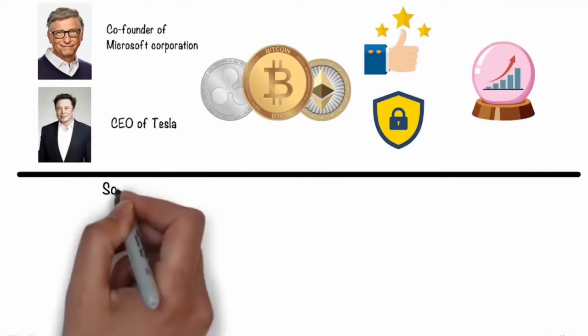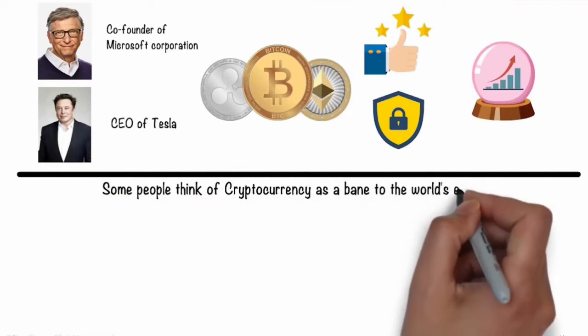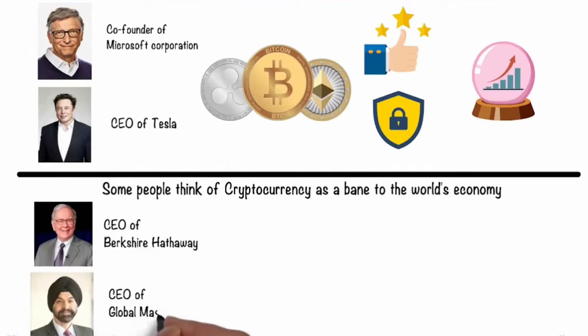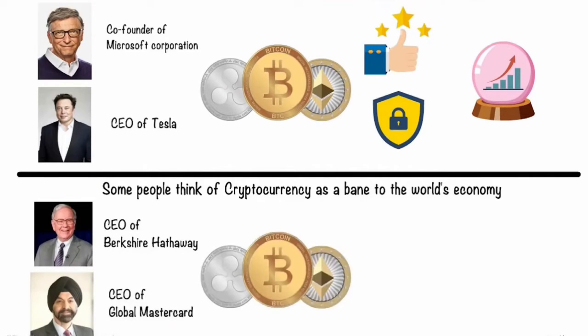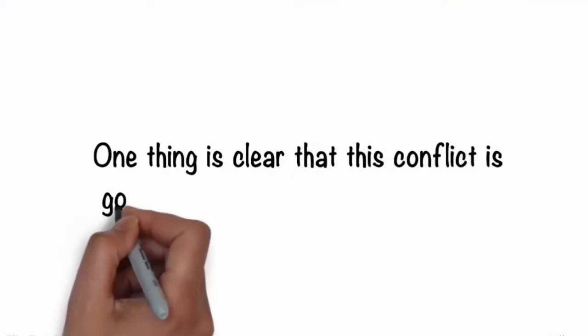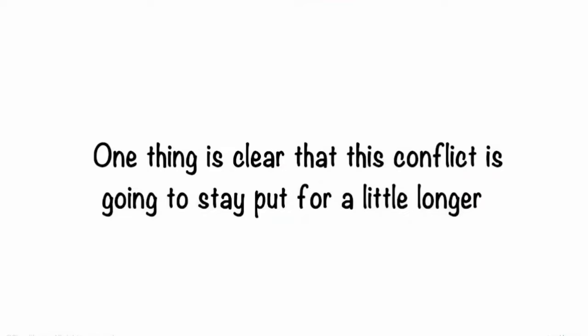And on the other hand, some people think of cryptocurrency as a bane to the world's economy. Warren Buffett, CEO of Berkshire Hathaway, and Ajay Banga, CEO of Global MasterCard, feel that cryptocurrency is a platform for criminal activities and will destroy the world's economy. Well, one thing is clear, this conflict is going to stay put for a little longer.